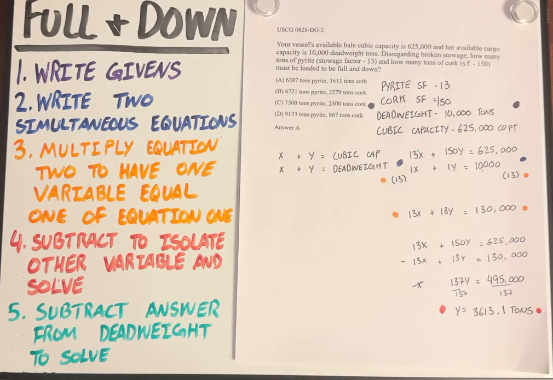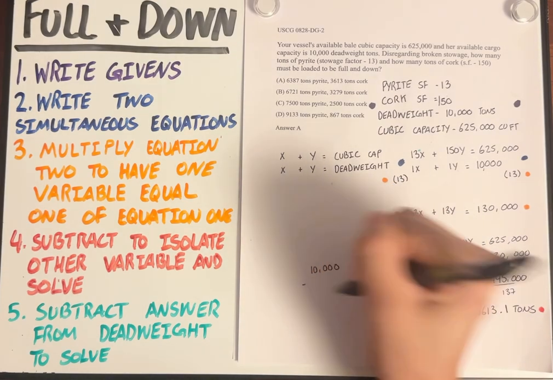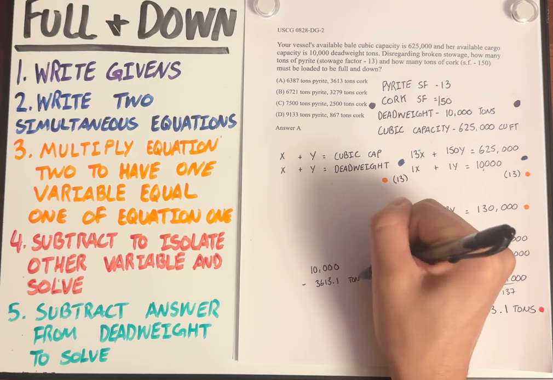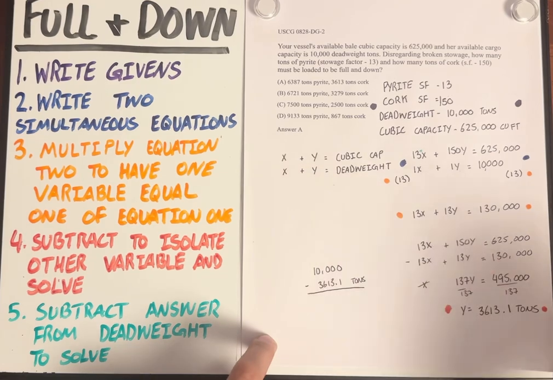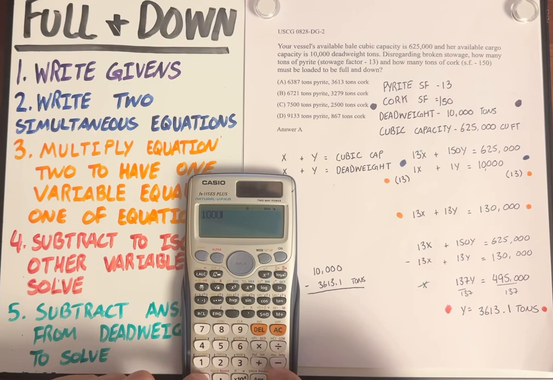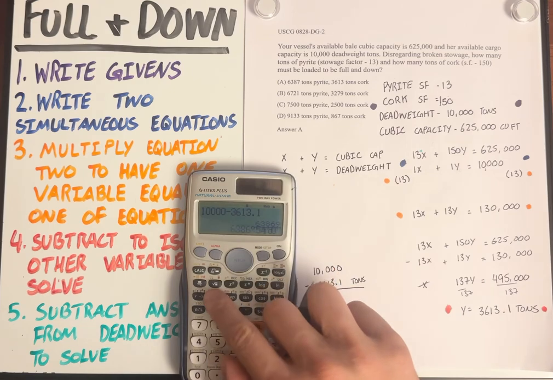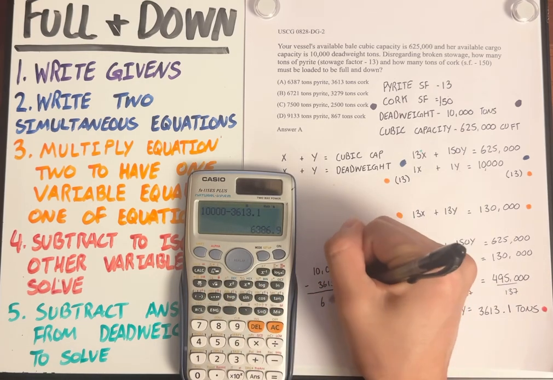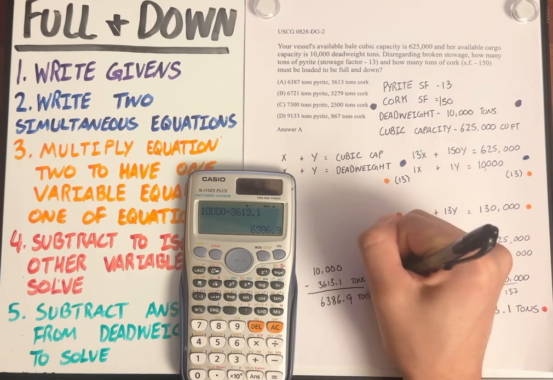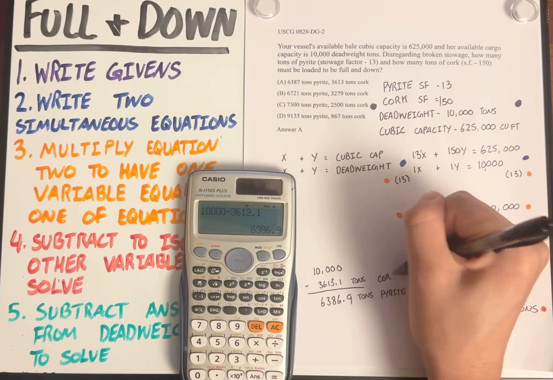And now we know that our total is 10,000 deadweight tons. So our 10,000 deadweight tons minus our answer of 3,613.1 tons of cork will give us the amount in pyrite that we're loading. So 10,000 minus 3,613.1 tons gives us an answer of 6,386.9 tons. So this is pyrite and this is cork.